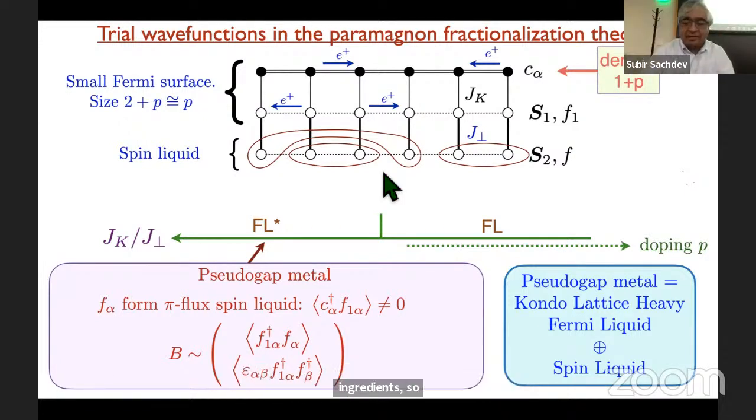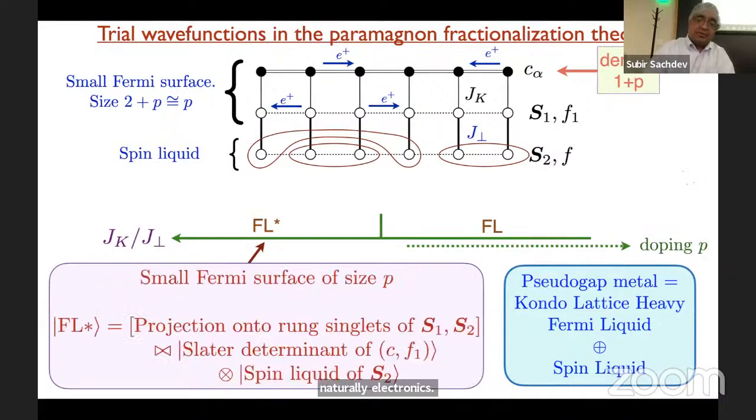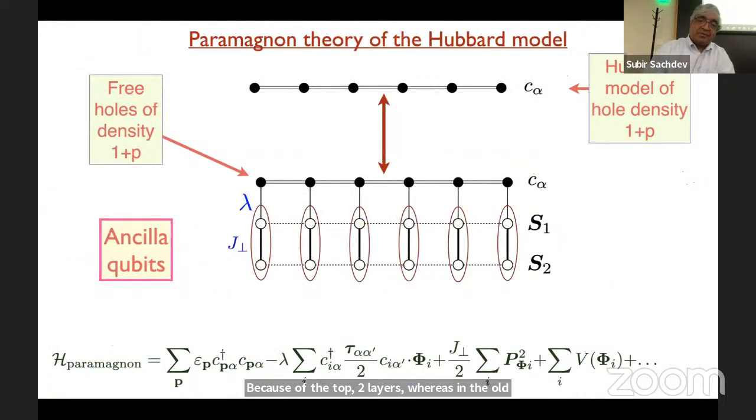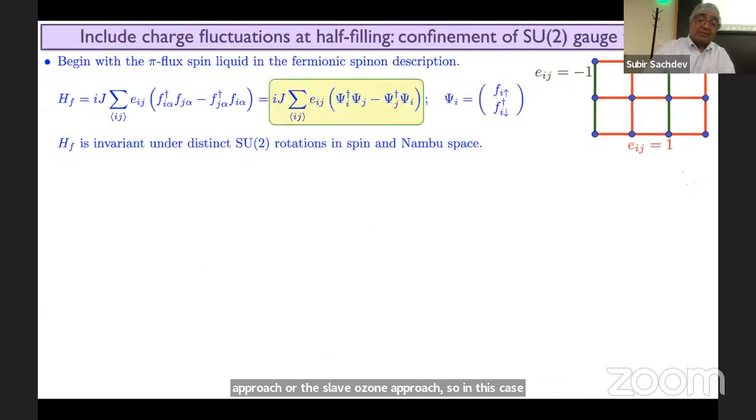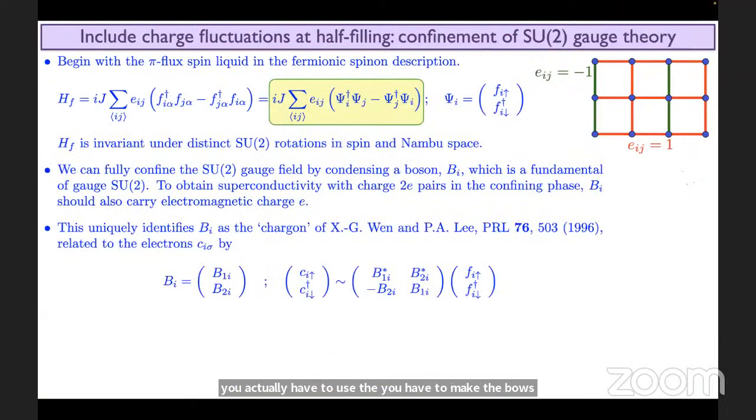Okay, I think I understand your question. The advantage of this theory goes back to the beginning part of my talk. If you look at the charge excitations in this theory at the Fermi surface, they're very naturally electrons because of the top two layers. Whereas in the old slave boson approach, you have to make the charge carriers fermions to get the hole pockets, to get the Hall metric.